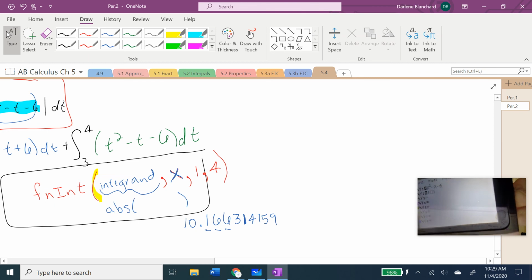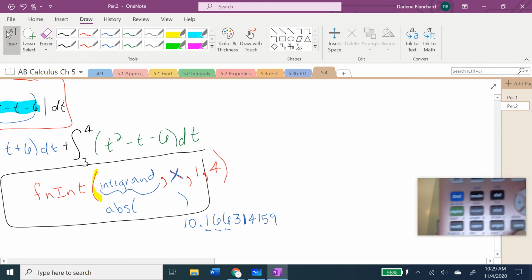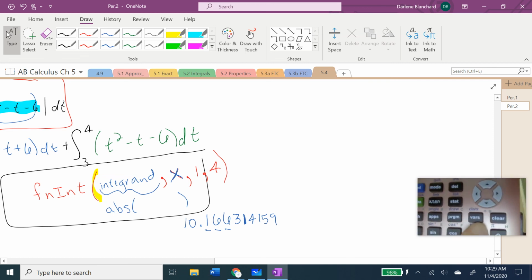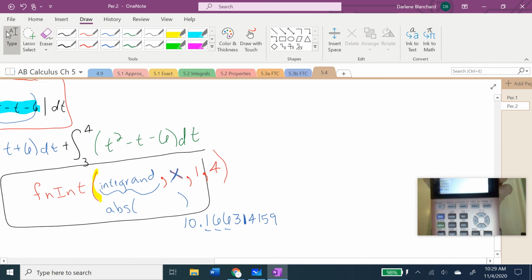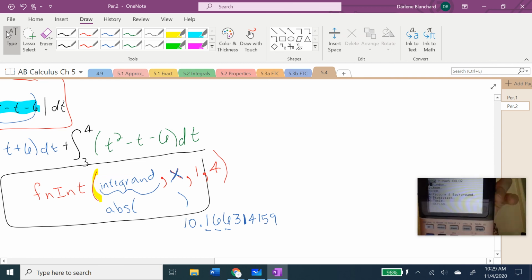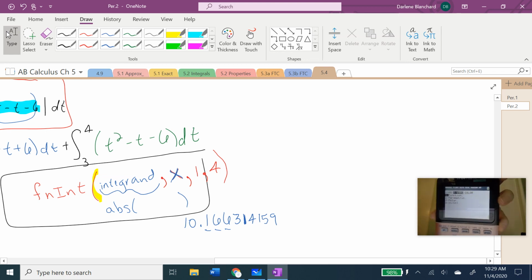And now, really pay attention. Really pay attention. You will absolutely love this. You have a button that says VARS right here. Push that button. You're going to go to YVARS. So I'm going to push the right arrow to go over to YVARS. And then you're going to push enter on function, because that's the mode you're going to want to be in.